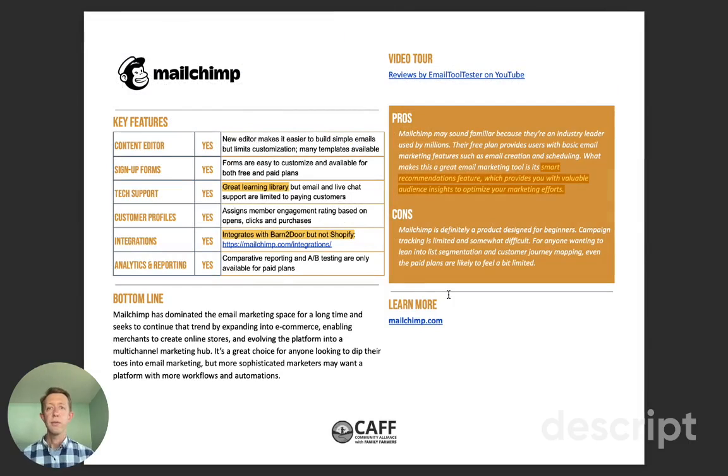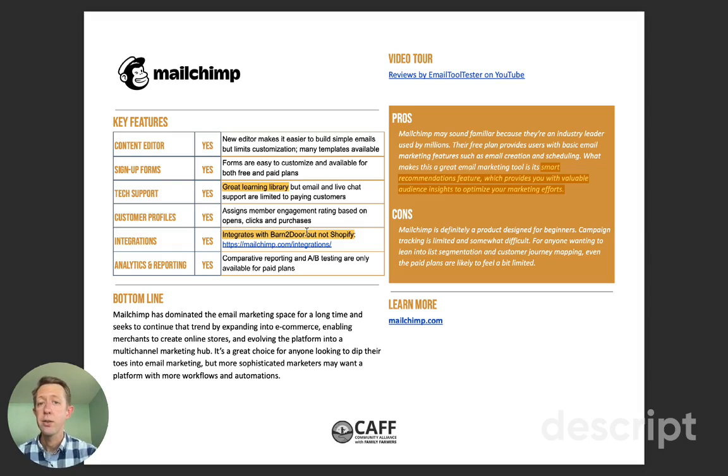Moving on to the next free product is Mailchimp. So this is probably one of the most popular email service providers on the list. It's worth noting that they were just purchased by Intuit. So this product has a really great learning library. So if you're new to email marketing, they have a lot of great content to help you get started. And it has a smart recommendations feature that provides you with valuable insights about your audience and recommendations for how to optimize your marketing efforts.